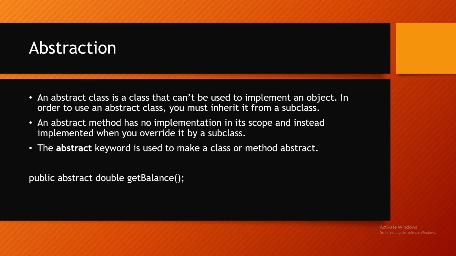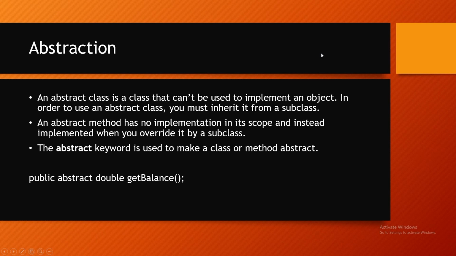Onto abstraction. An abstract class is a class that can be used to implement an object. And in order to use an abstract class, you must inherit it from a subclass. An abstract method, however, has no implementation in its scope and is instead implemented when you override it in a subclass, as we've shown how to do overriding. We use the abstract keyword to make the class or method abstract. This is what it would look like.